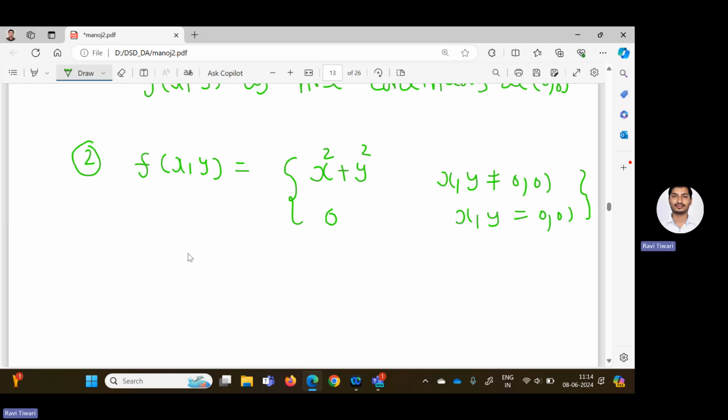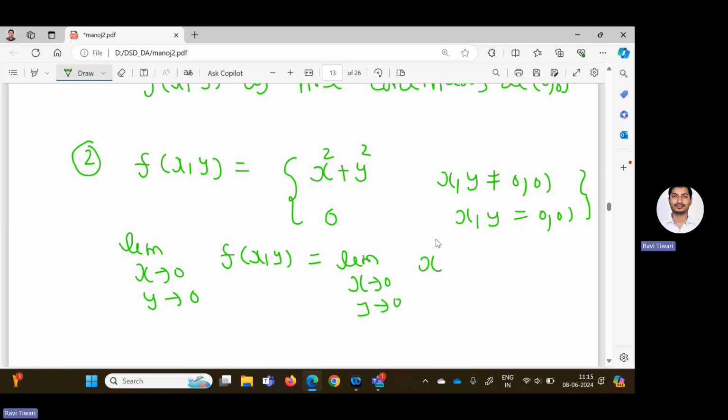Because this is polynomial type, we can simply apply the definition. Limit x tending to 0, y tending to 0, f(x,y) is equal to limit x tending to 0, y tending to 0, of x square plus y square. So this equals 0 plus 0, which is 0. And you are observing 0 is also the value of the function given. So we can conclude that this function is continuous.